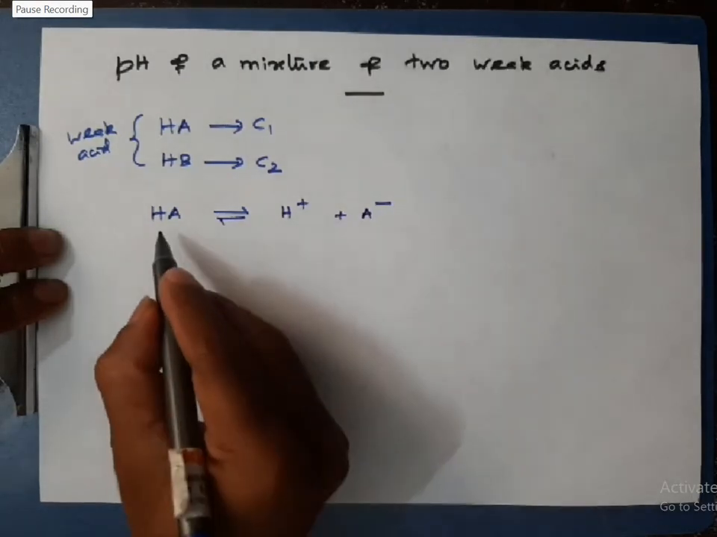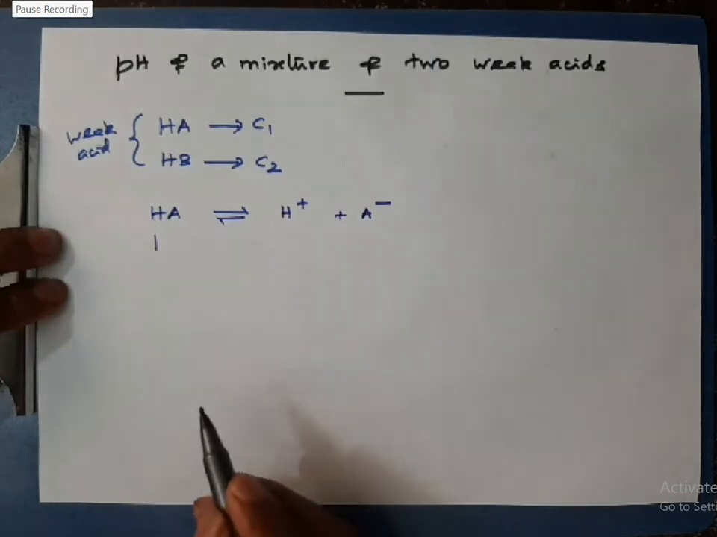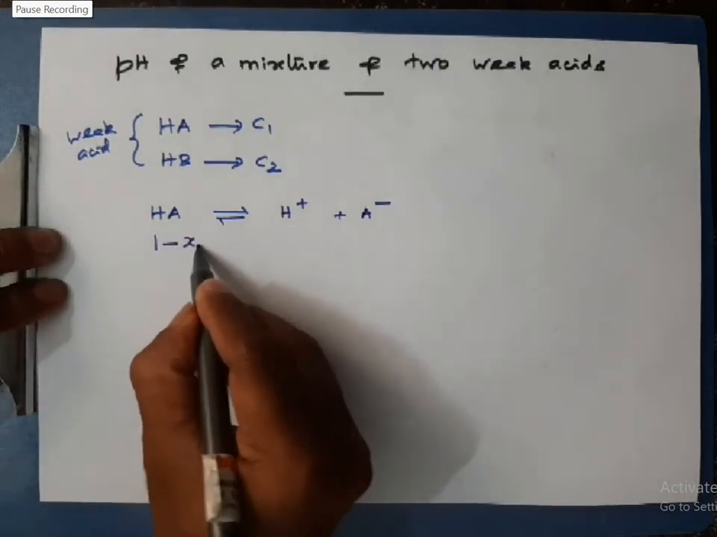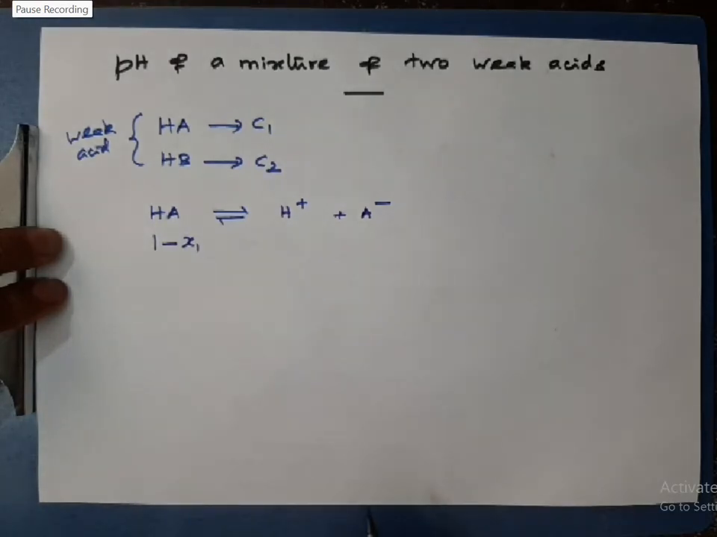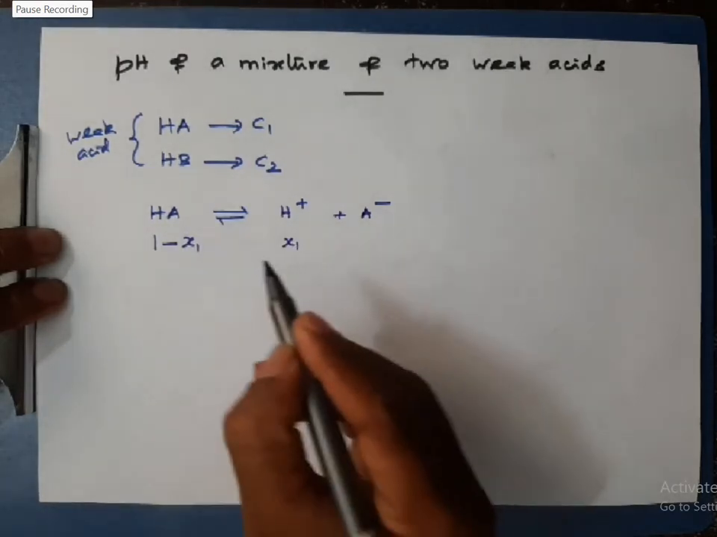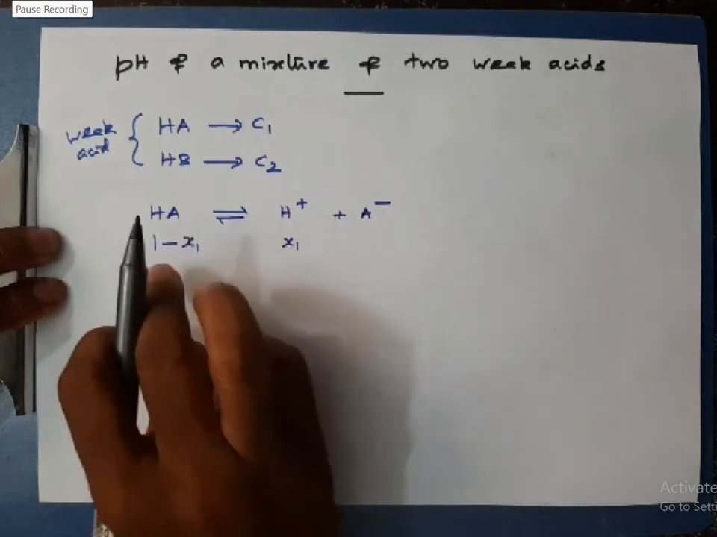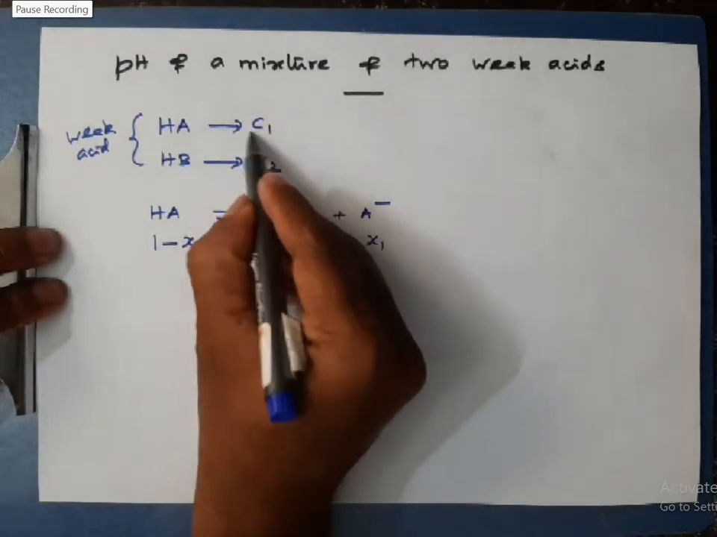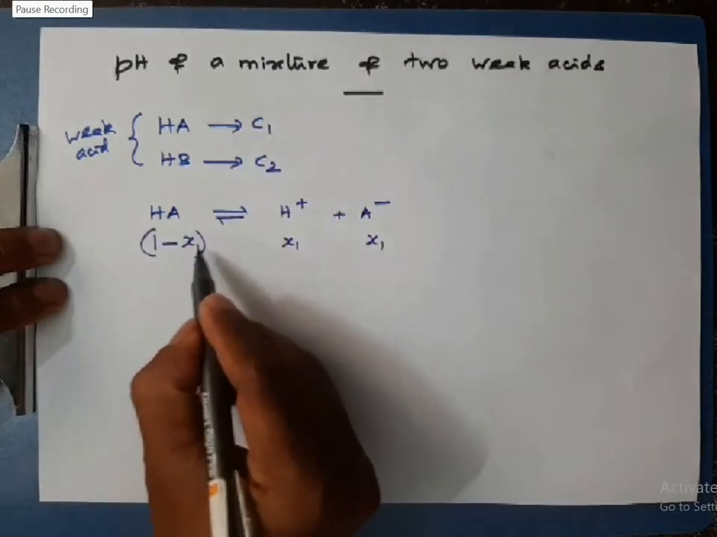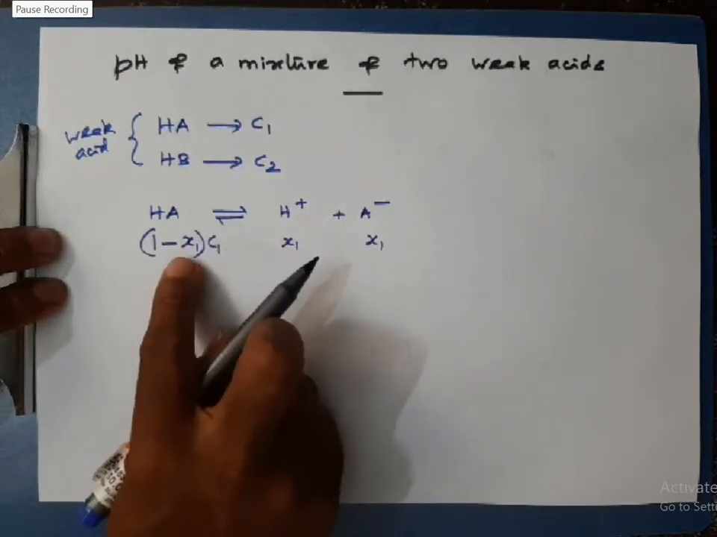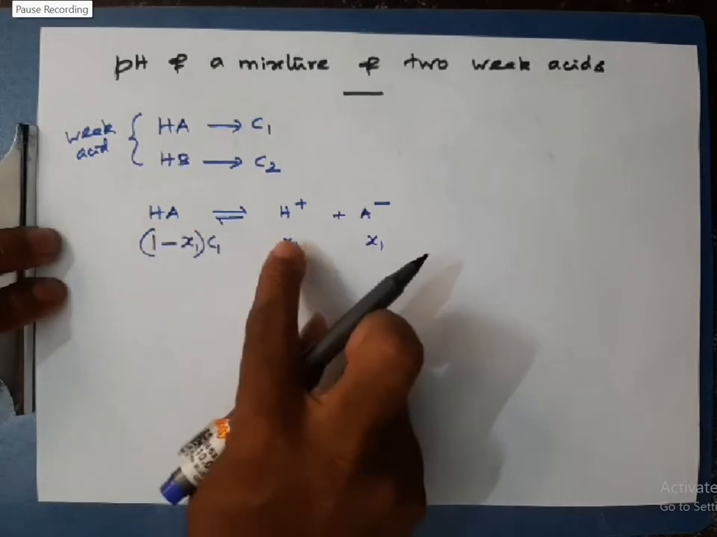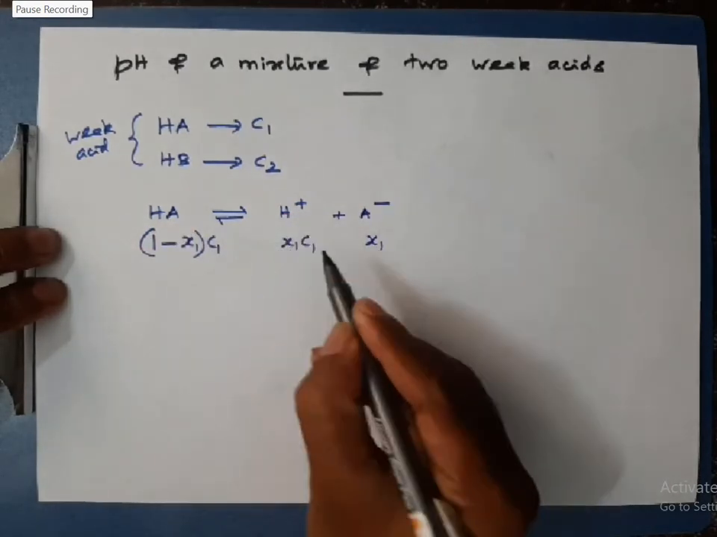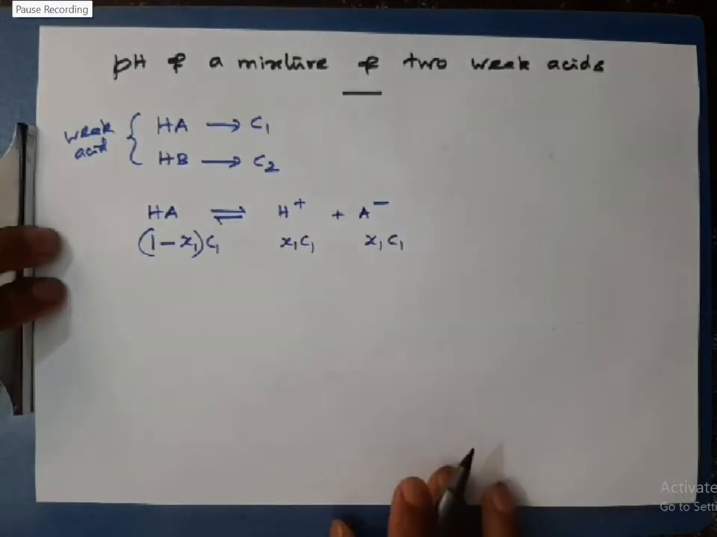If I take 1 mole initially, say x1 mole dissociates, I'll get x1 mole of H plus and x1 mole of A minus. Since the initial concentration is C1, the concentration of the acid at equilibrium is (1 minus x1) into C1, and the concentration of H plus at equilibrium is x1 into C1. This is also x1 into C1.